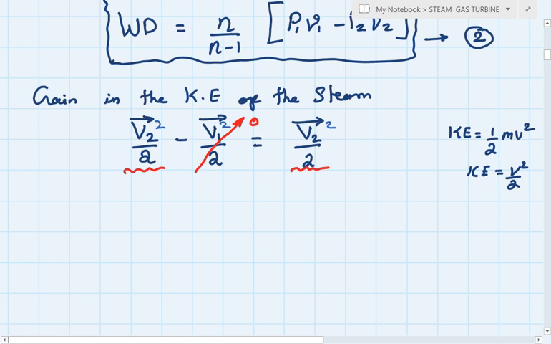Fine. Now the gain in kinetic energy will be equal to the enthalpy drop in the nozzle.